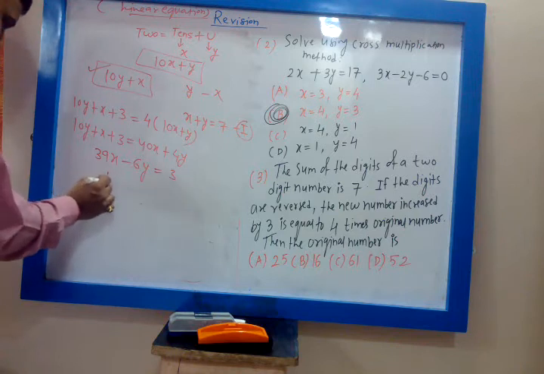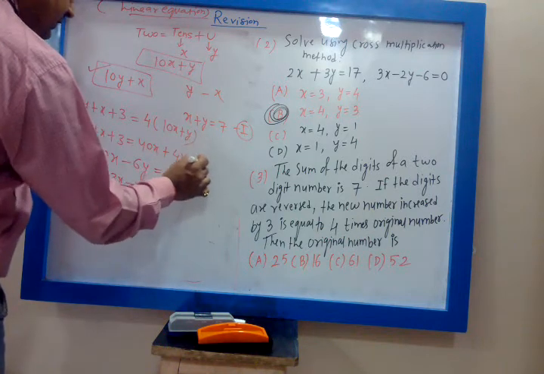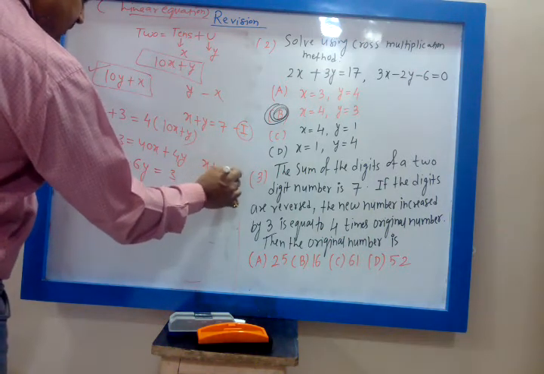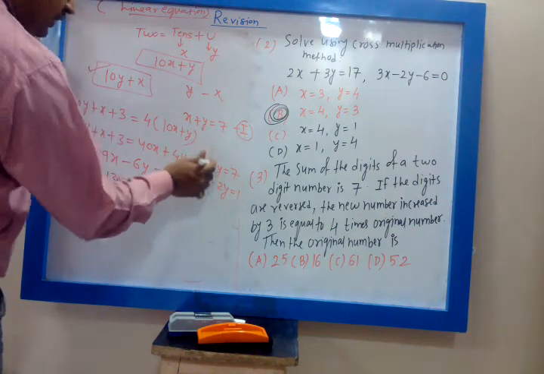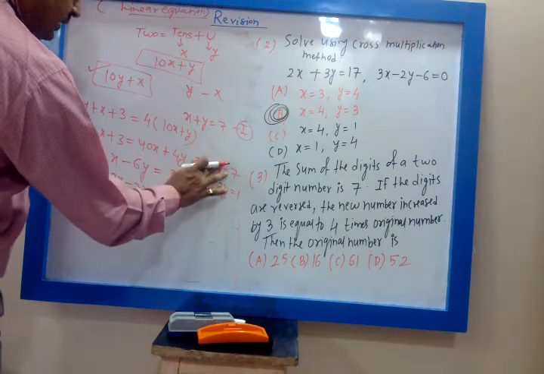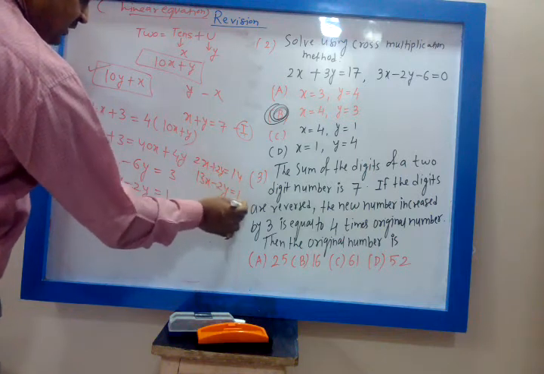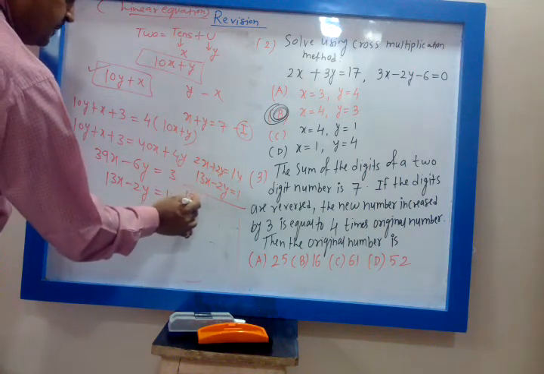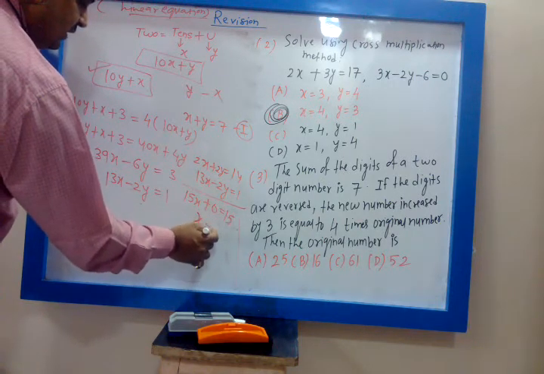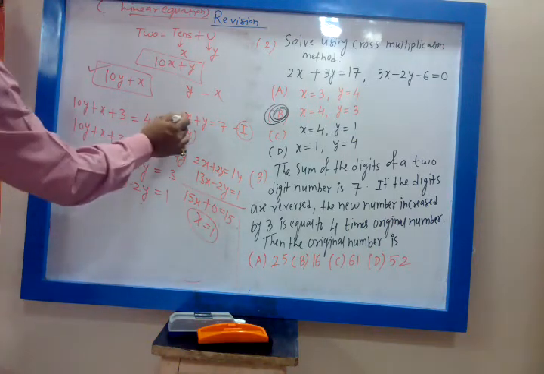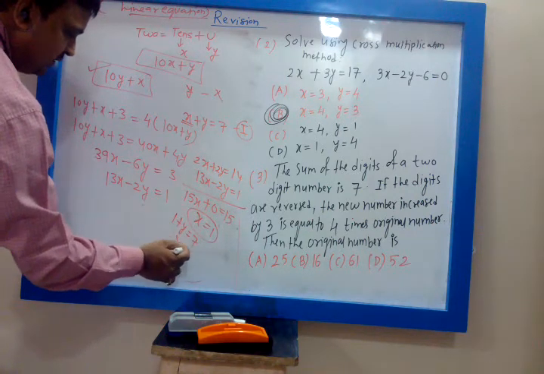Divide each by 3. So 13x minus 2y is equal to 1. We have x plus y is 7 and 13x minus 2y is equal to 1. Multiply the first equation by 2, so 2x plus 2y is equal to 14. Now add: 13 plus 2, 15x plus 0 is equal to 15. 15x is equal to 15, x is equal to 1. Put the value of x is 1: 1 plus y is equal to 7, that will give you y is equal to 6.